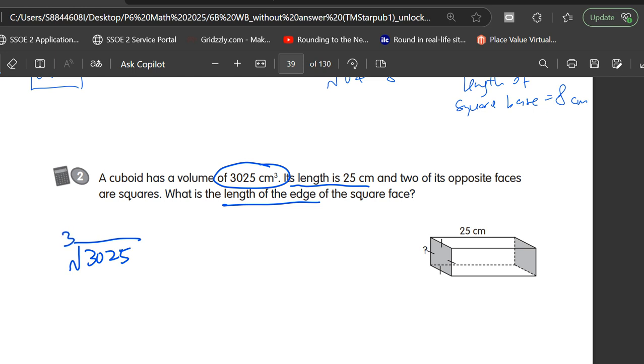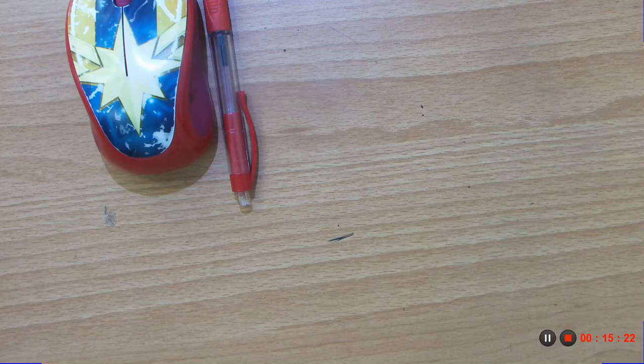Is this acceptable? No, this is not acceptable. Why is this not acceptable? It's not a cube. Very good. So this is not the correct step. One of the common mistakes is to cube root this and then think you got the answer, because you thought it's a cube, but it's not, it's a square. So the first thing you need to do is to use the measurements given.